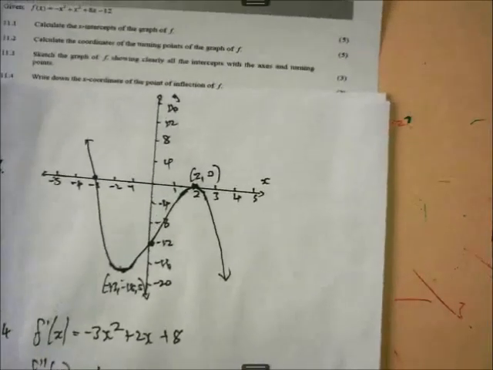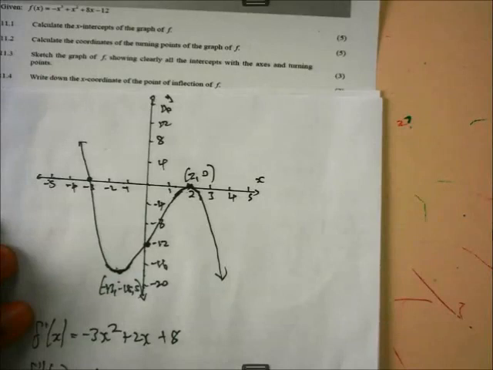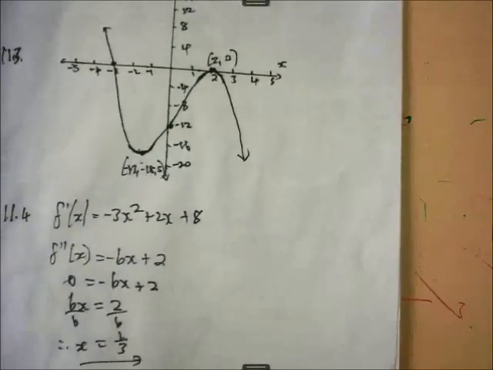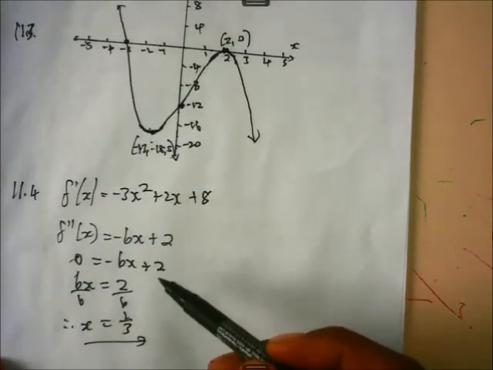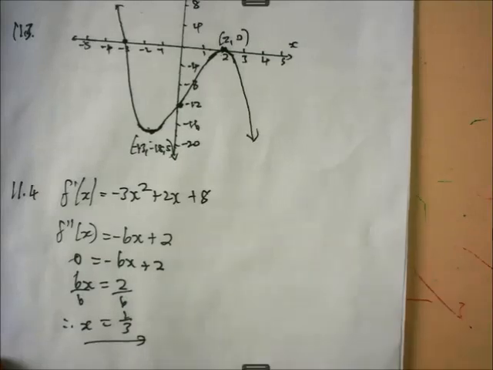Please, boys and girls, look at the question. Here they said, write down the x coordinate of the point of inflection of f. It means in this case, you are only looking for x, right? But sometimes they also say, write down the coordinates of the point of inflection. Then in that case, you must have x as well as y. Of course, I said one option is you can find the second derivative, let it be 0, and then solve for x.